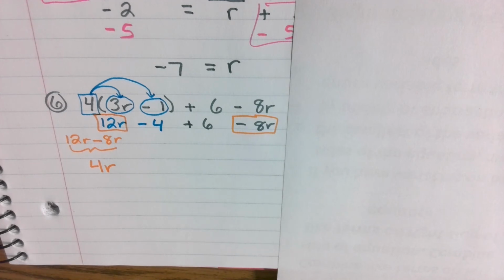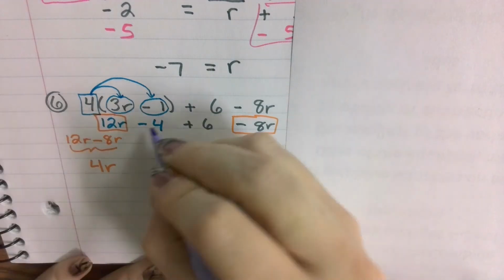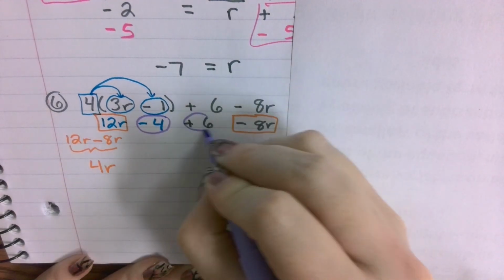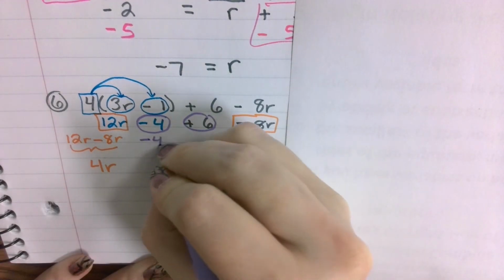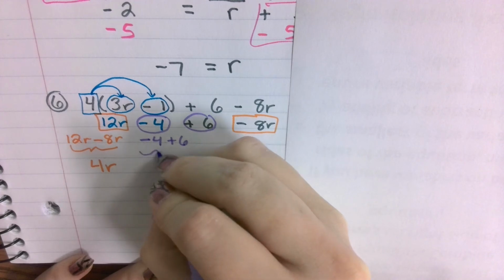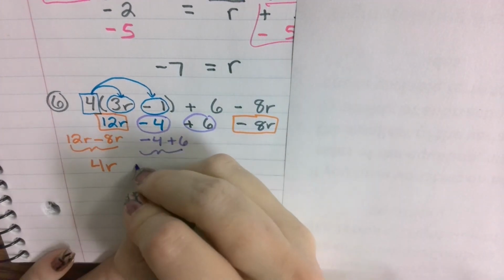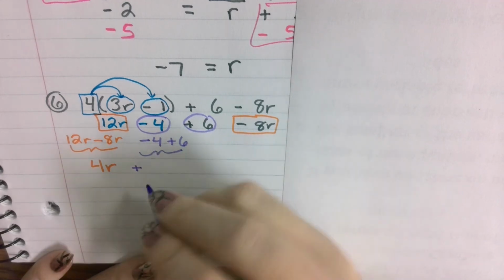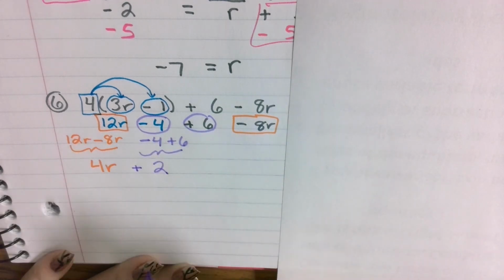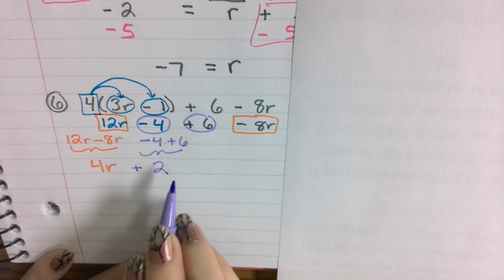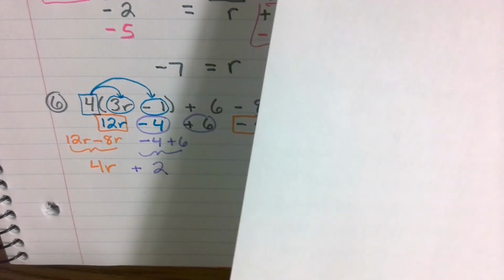Still not simplified though. What else can we do? Alonzo? Negative 4 and positive 6. Negative 4 and positive 6 can be combined together. What is negative 4 plus 6 going to give us? 2. Positive 2. So I need to put a plus sign to indicate it's positive and a 2. So it is 4r plus 2. That's as simplified as that side's going to get.